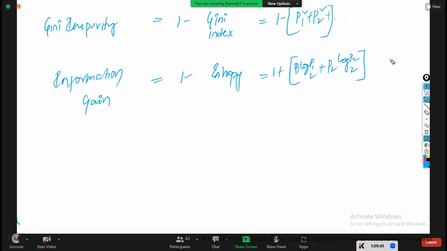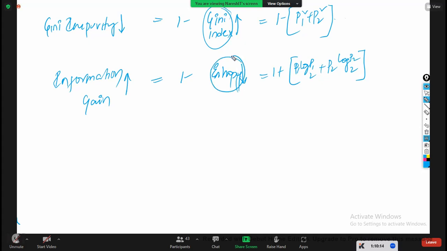Is that clear, guys? Now, coming to this Gini index. Should Gini index be high or should Gini index be low? Gini index. I'm not asking impurity. Impurity should be low. Impurity should be low means Gini index should be high. Information gain should be high means entropy should be low.